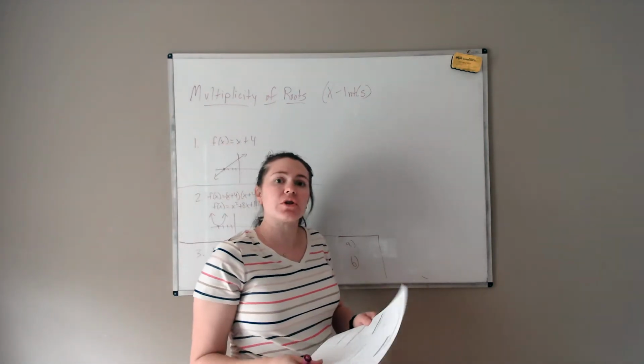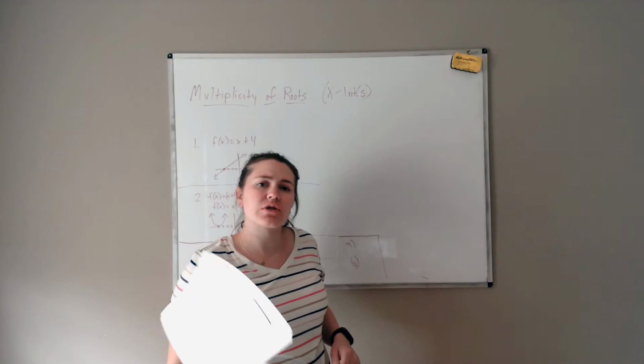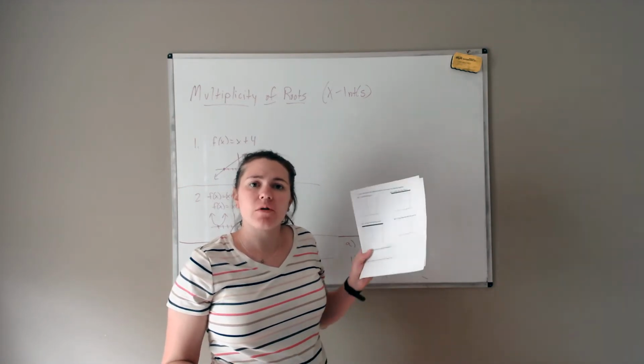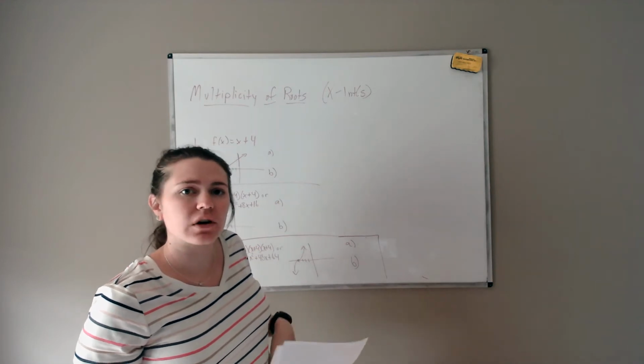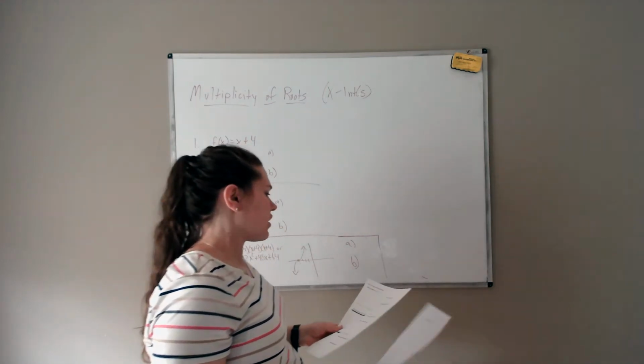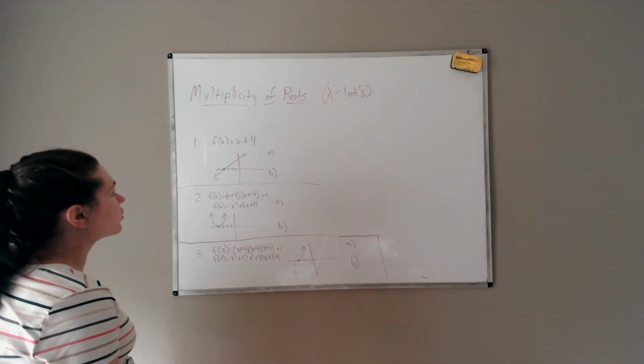Okay, so you should have your attachment, your notes for today, out with you. Hopefully you were able to print them out so you can follow along. This is all on your attachment, under part 2, X-intercepts of polynomial functions.